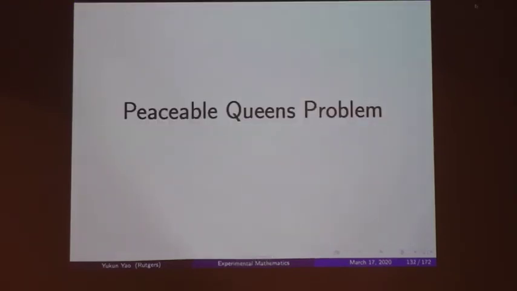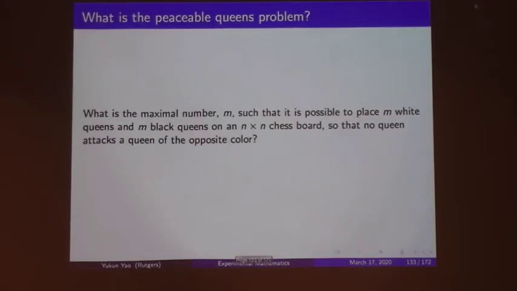So finally, let's look at the Peaceable Queens problem. So what is the Peaceable Queens problem? It asks for the maximal number m such that it is possible to place m white queens and m black queens on an n by n chessboard so that no queen attacks a queen of the opposite color.